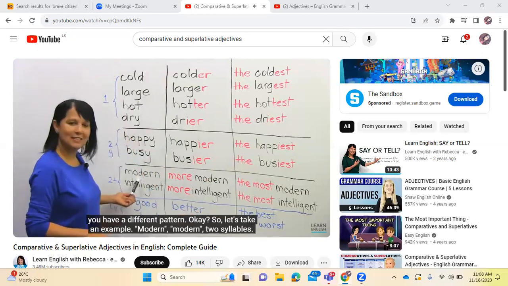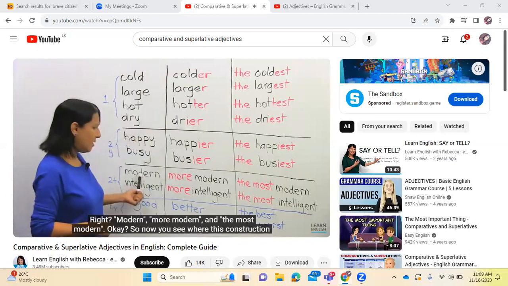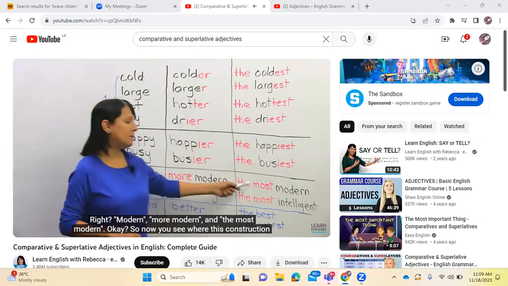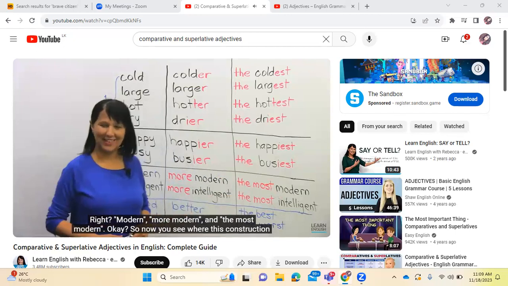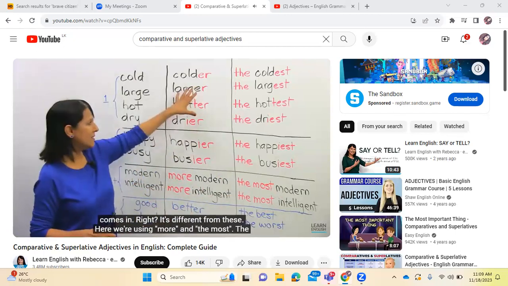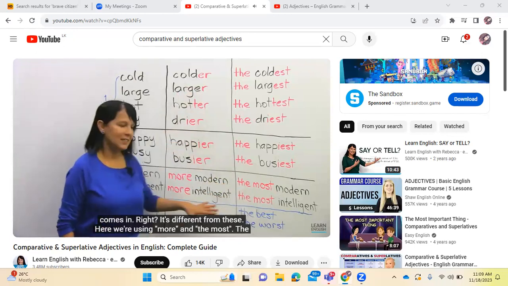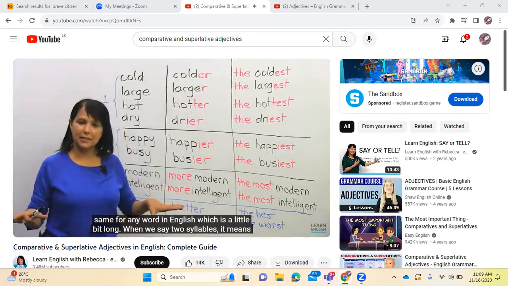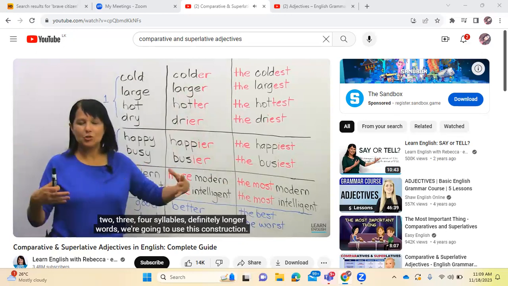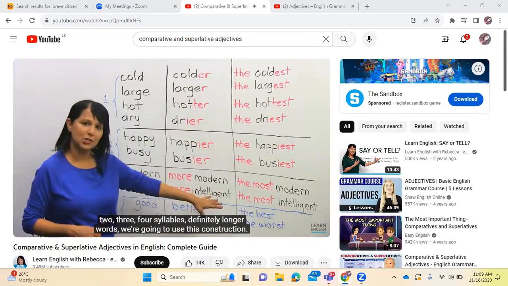So, let's take an example. Modern, two syllables, right? Modern, more modern, and the most modern, okay? So now you see where this construction comes in, right? It's different from these. Here we're using more and the most. The same for any word in English, which is a little bit long. When we say two syllables, it means 2, 3, 4 syllables, definitely longer words. We're going to use this construction, okay?